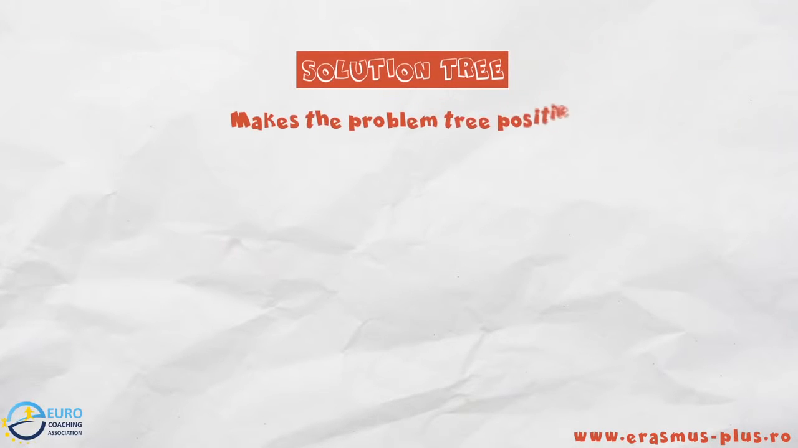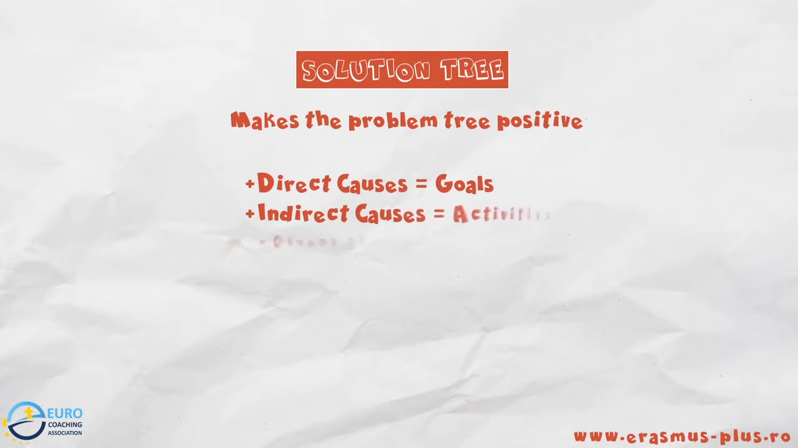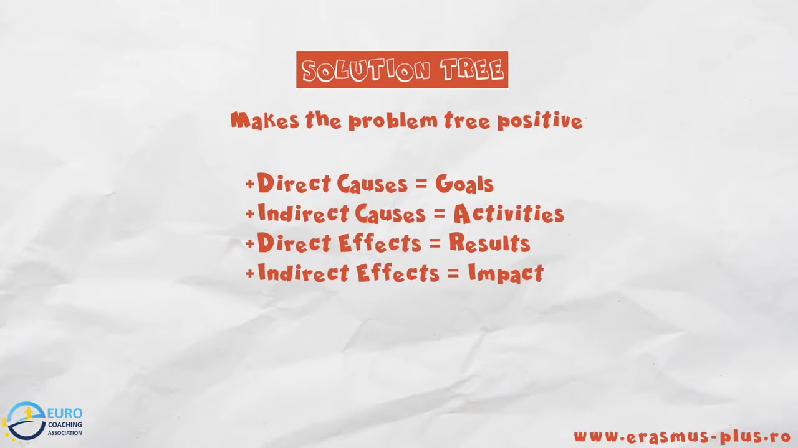The next step is to make the solution tree. The solution tree makes the problem tree positive. We will positivize the direct causes and we will get our goals. The indirect causes become the activities of the project. The direct effects will be our expected results and the indirect effects the impact of our project.